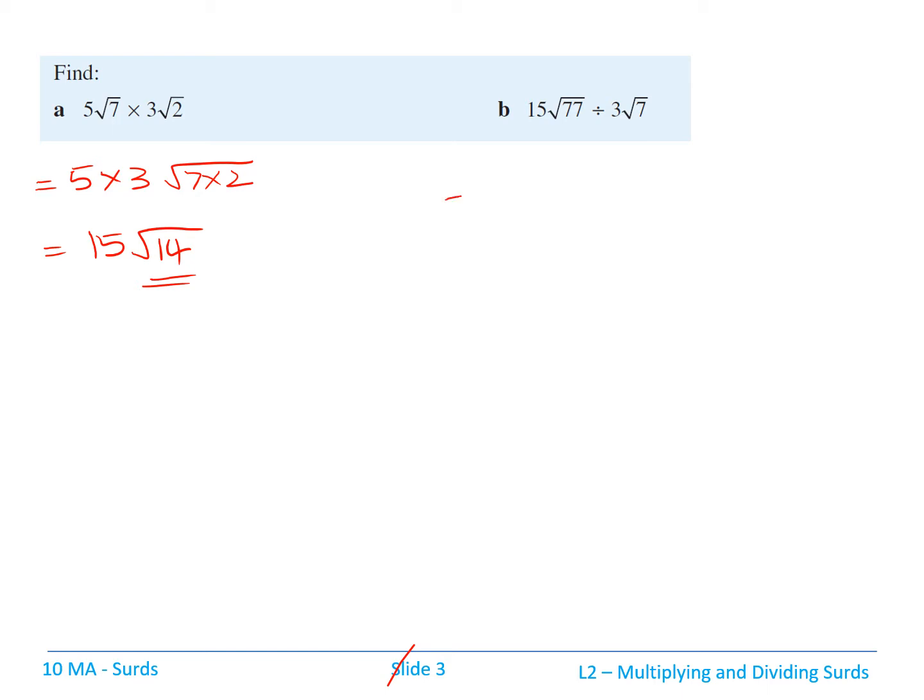Here we are going to divide 15 on 3, root 77 on 7. 15 divided by 3 we know is 5. Under the square root we've got 77 divided by 7, which we know is 11. And there's nothing that goes into 11 that's square rootable. No perfect squares are factors of 11.